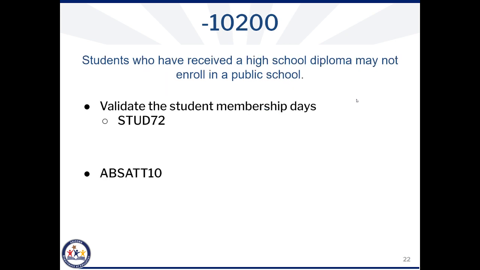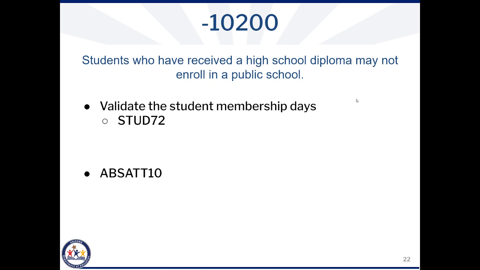Integrity Code 10200, students who've received a high school diploma may not enroll in a public school. This one is also a repeat offender that we've unfortunately seen a little more often than any one of us would like to see. In this instance, if you are getting this error, likely the school that the student had previously attended, the year-end status code may have been submitted as a G for graduation rather than a P for promoted. We saw this a lot last year where 8th graders had been submitted with a year-end status code of G rather than a promoted.